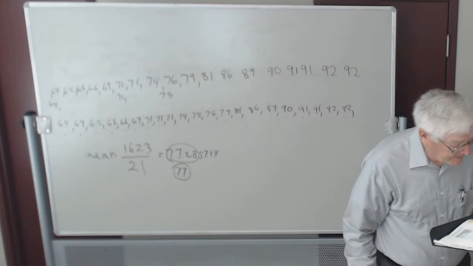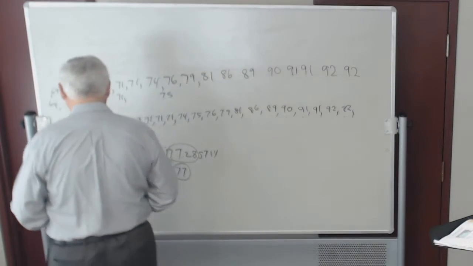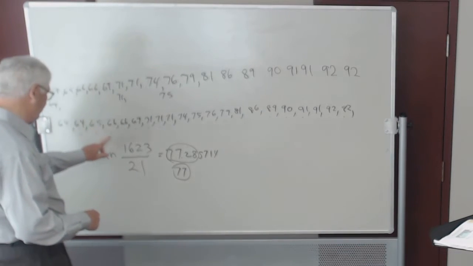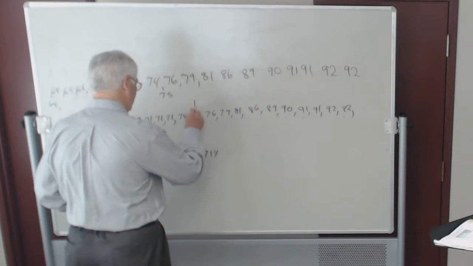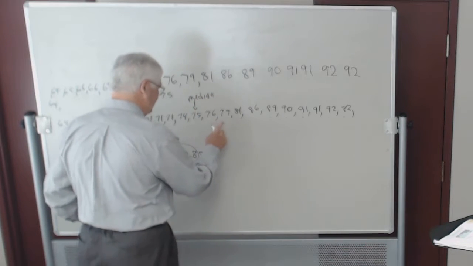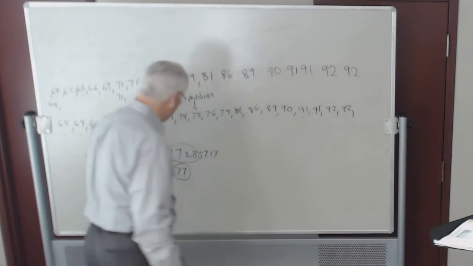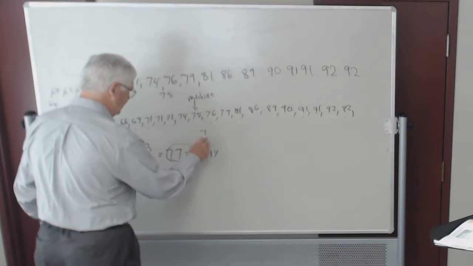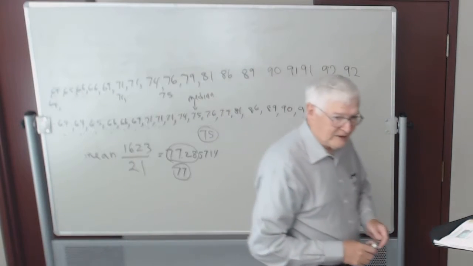So what's the median temperature? How many scores do we have up here? 21. So I need to go in 1, 2, 3, 4, 5, 6, 7, 8, 9, 10, and this one would be the median. I think 1, 2, 3, 4, 5, 6, 7, 8, 10 on the other side. So the mean score is 77. The median temperature is 75. Those are pretty close together, aren't they?